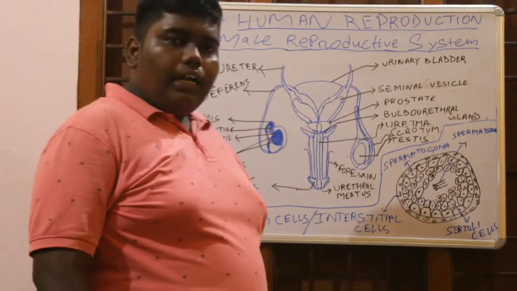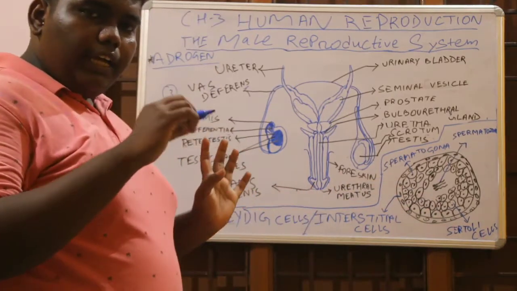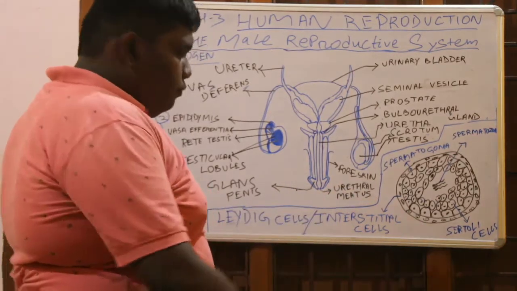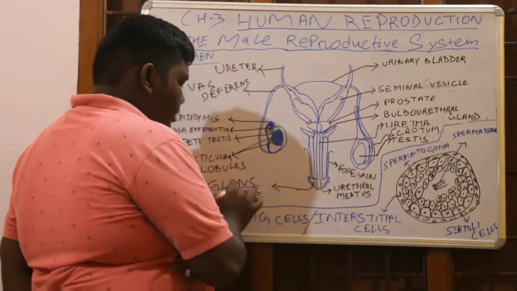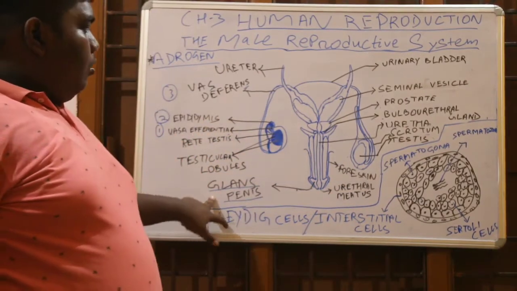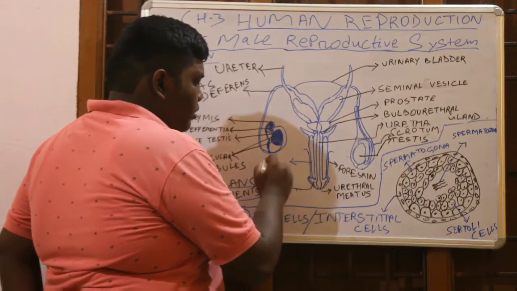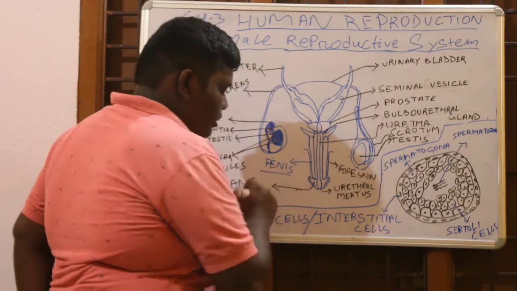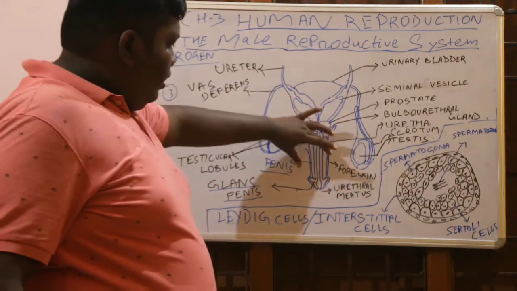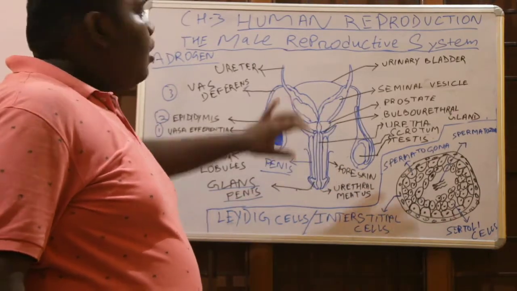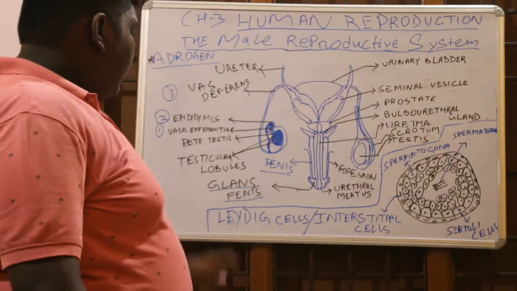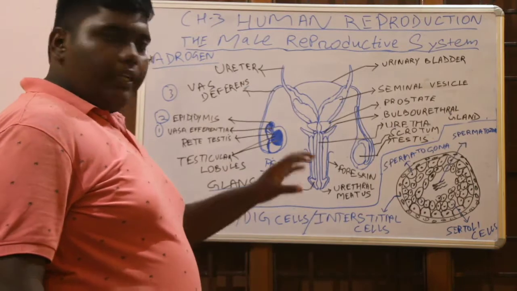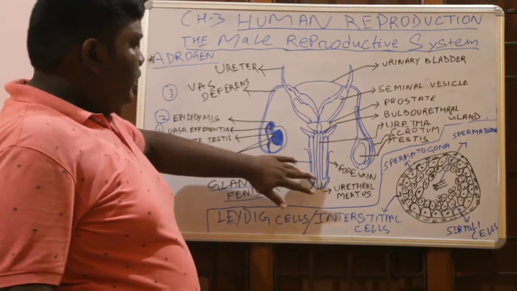Now we will start from the external genitalia. What is present in the external genitalia? The glans penis is present. Also the penis is present. I forgot to mention that. The penis is the elongated muscular part of the male reproductive system, and the glans penis is the uppermost bulb-like structure present at the top of this penis.